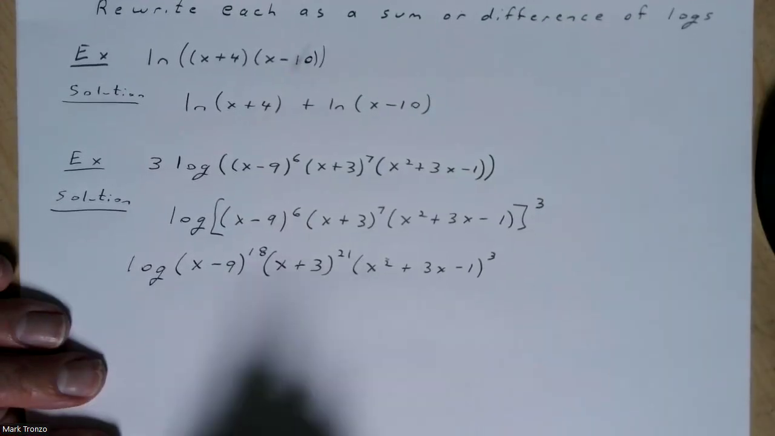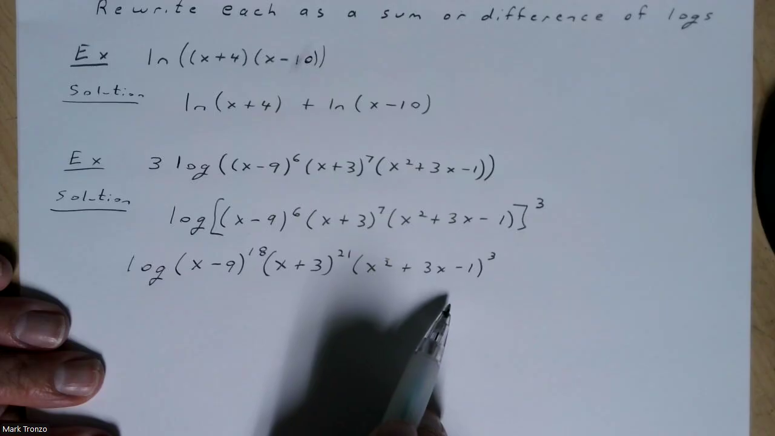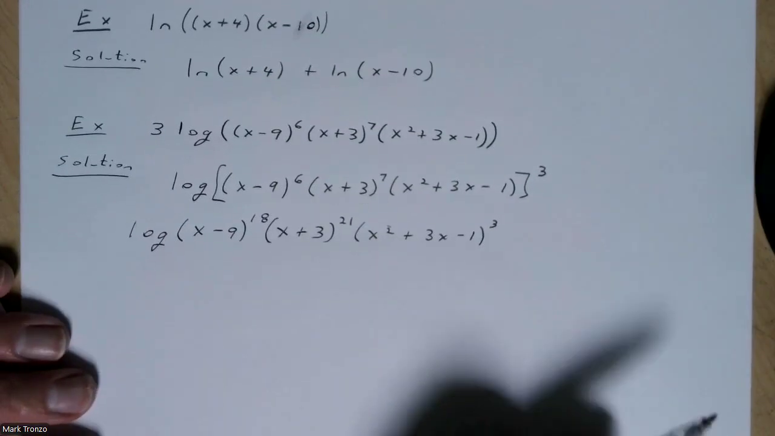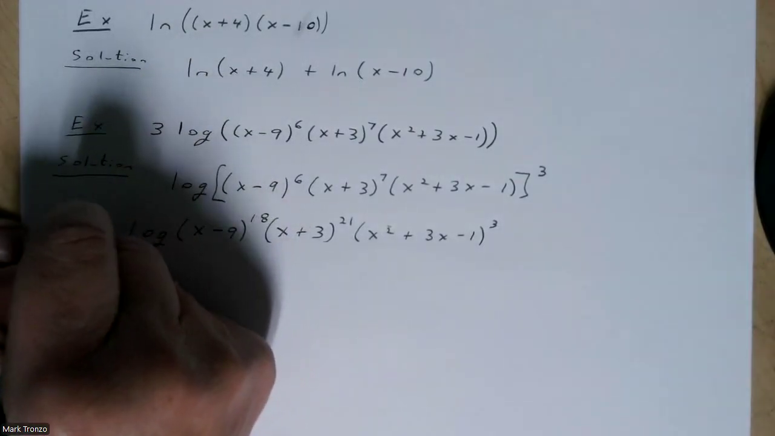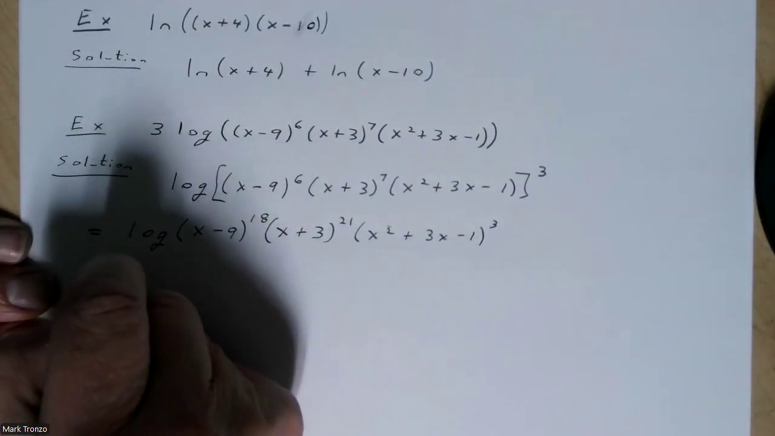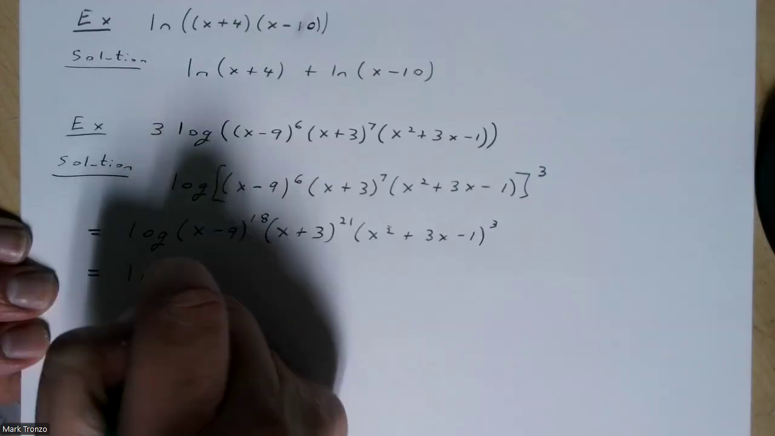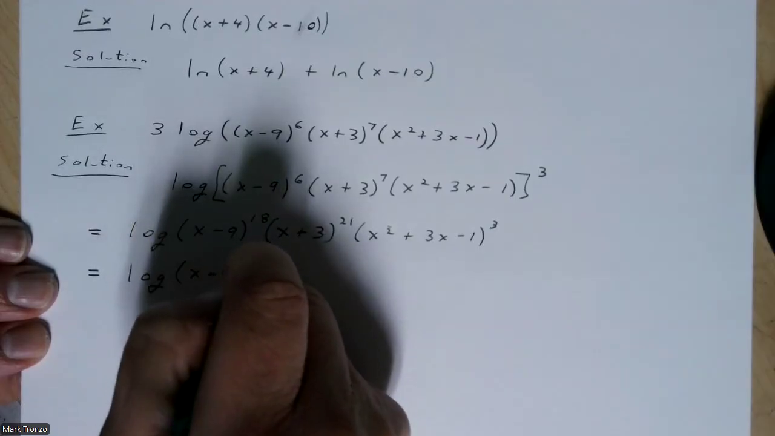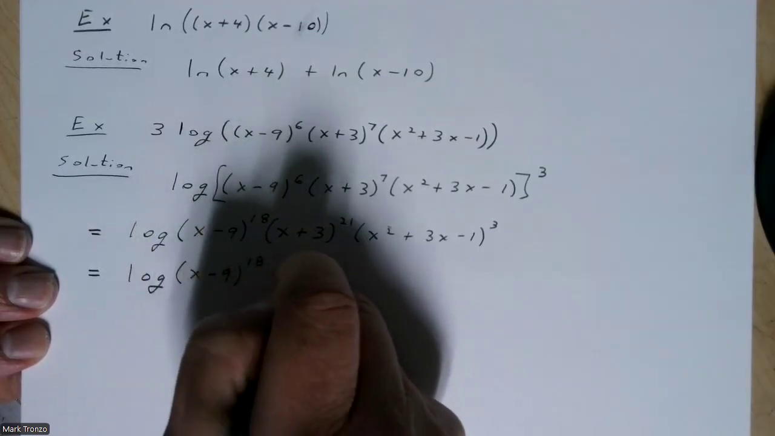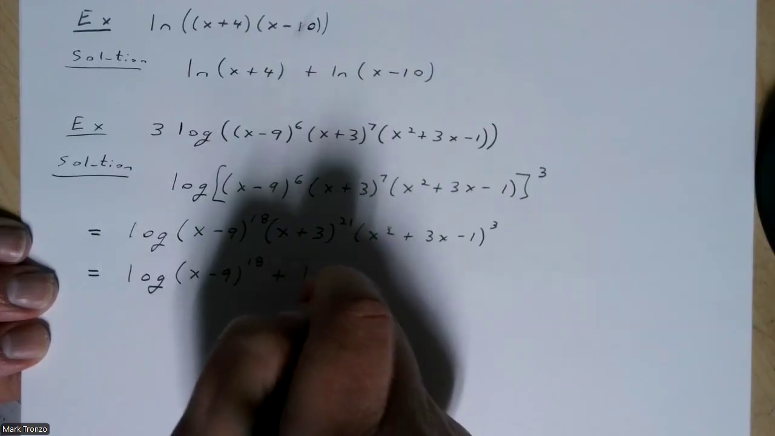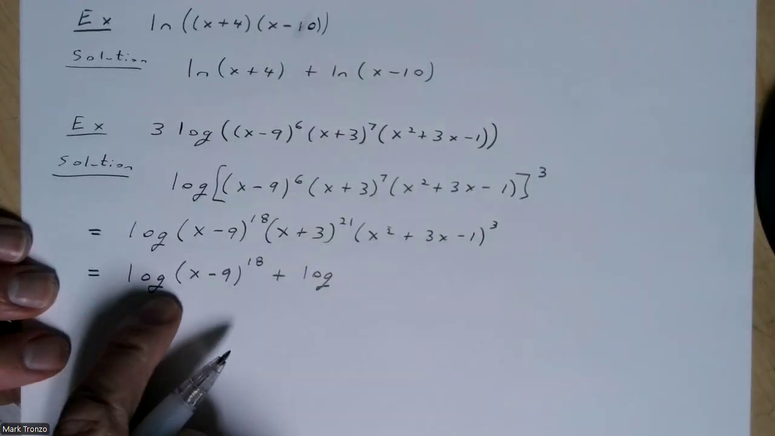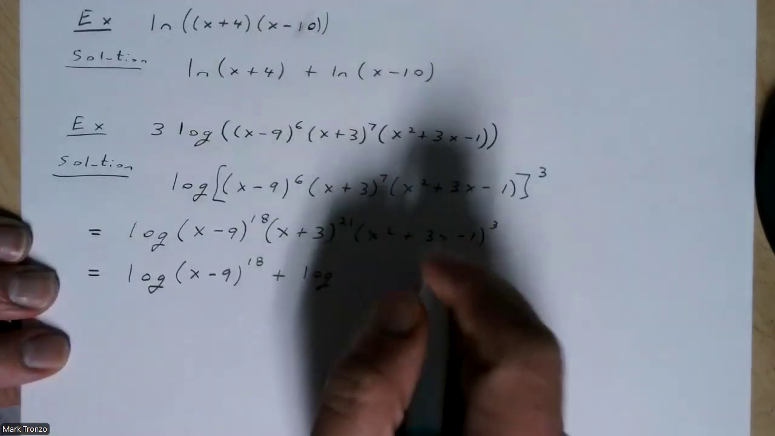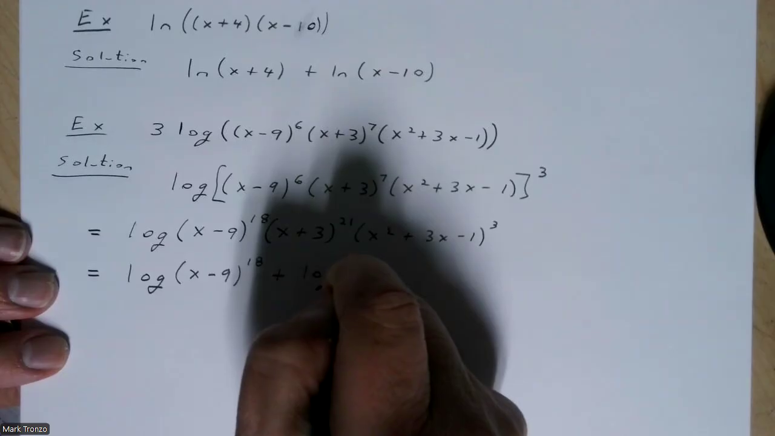Now that we got that taken care of, we can write this as a sum because we have the product of 3 things. I should put some equal signs here. So this can be written as log. Oh, by the way, when we have log with no base, that means base 10. Log with nothing is base 10.